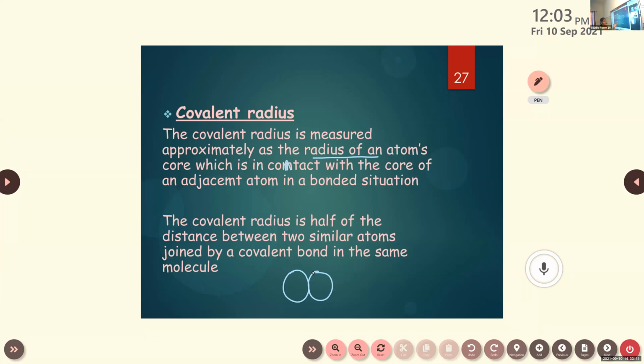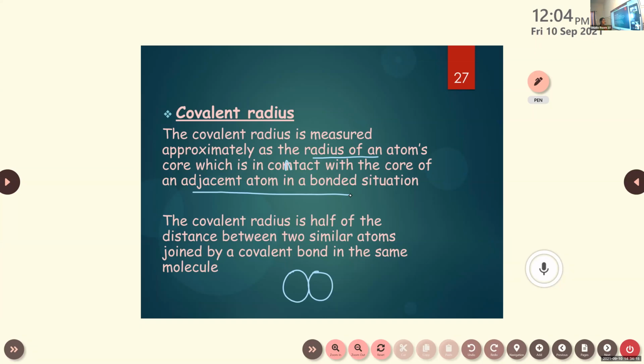Atom's core means it's other than the outermost shell, that is considered as the core. Nucleus with the inner shell, that is core. So the covalent radius is measured approximately as the radius of an atom's core, which is in contact with the core of an adjacent atom in a bonded situation. Here in this bonding, already the outermost shell takes part in chemical reaction, right? That's why the core is considered. Clear, children? The outermost shell will be involved in chemical bonding, either by transfer of electrons or by sharing of electrons.